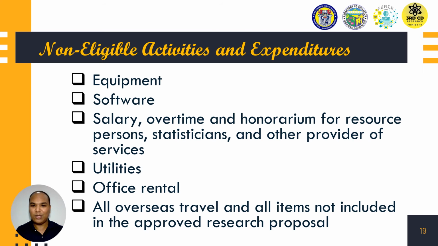Fourth, we have utilities such as electricity, gas, water, cable, and telephone. Fifth, we have office rental. And finally, all overseas travel and all items not included in the approved research proposal.